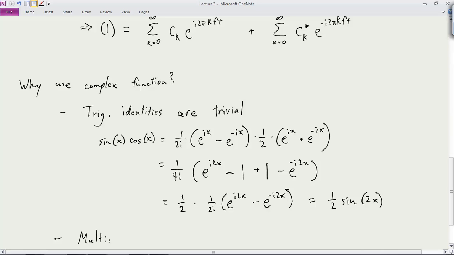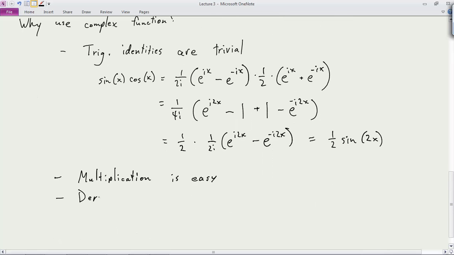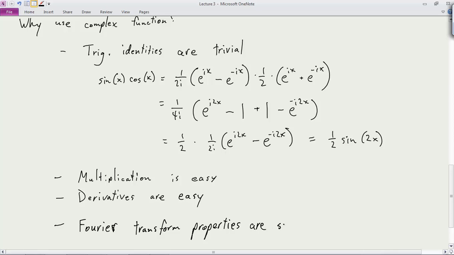Multiplication is easy. Derivatives are easy. Of course, they're pretty easy with trigonometric functions also, but I would say there's nothing easier than the exponential function for derivatives. Okay, but also Fourier transform properties are simpler. This is the best part.